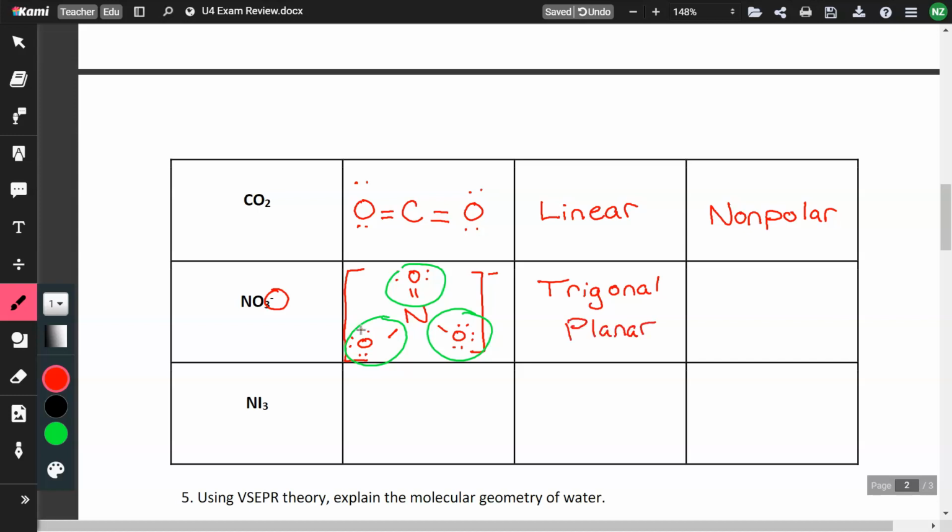Now, don't get confused here. We have a double bond and then we have 2 single bonds, but it's all oxygen all the way around. No lone pair on the central atom. This one will be nonpolar.